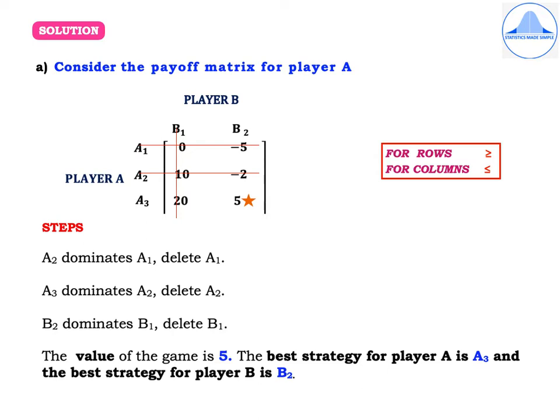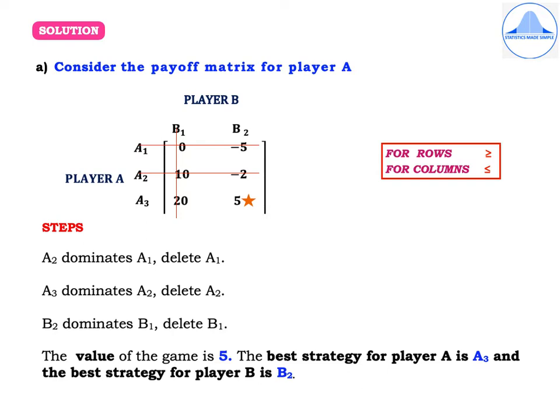Okay, so now I'll compare B1 with B2. So only 20 is there. 20 is not less than 5. So B1 and B2 doesn't work out. Now compare B2 with B1. So 5 is less than 20. In other words, it means that B2 dominates B1. So you delete B1. So what remains now is only the payoff, which is 5.